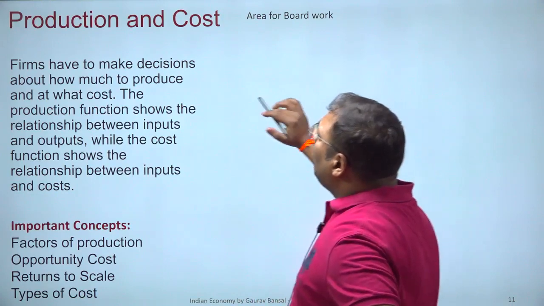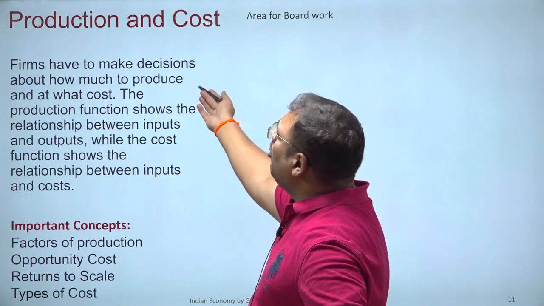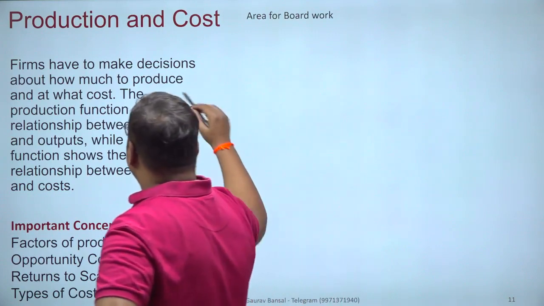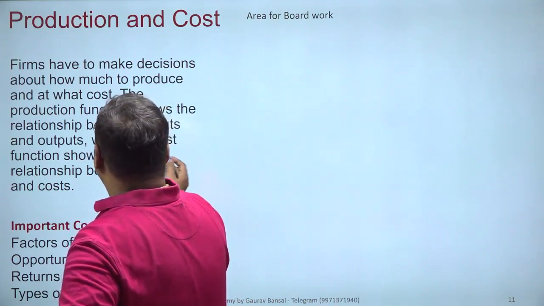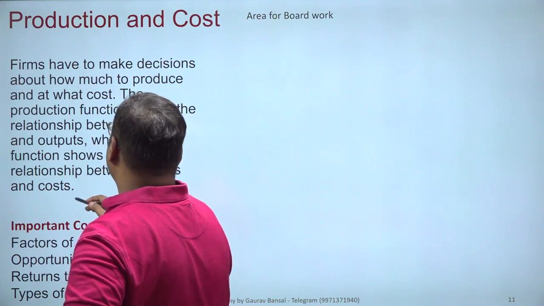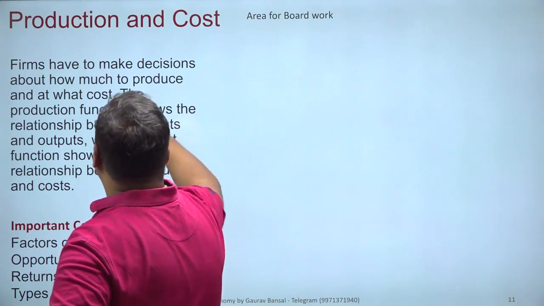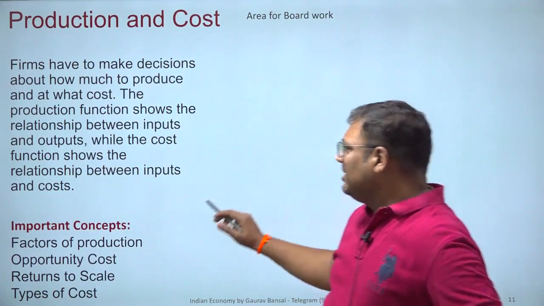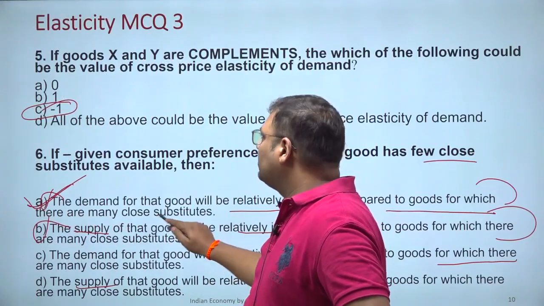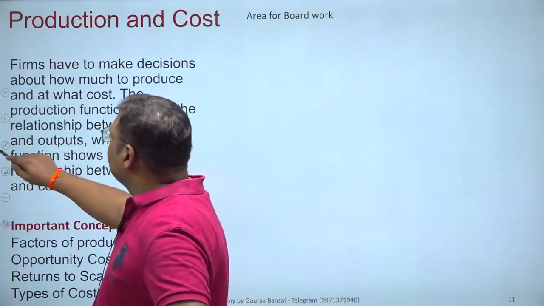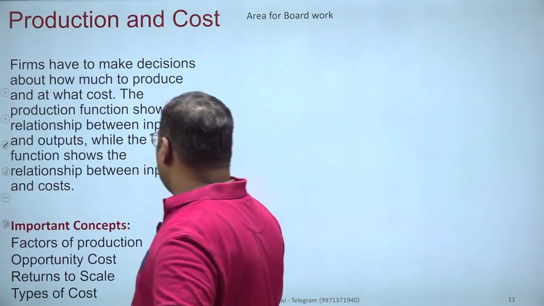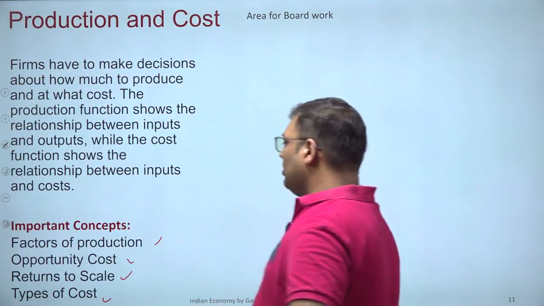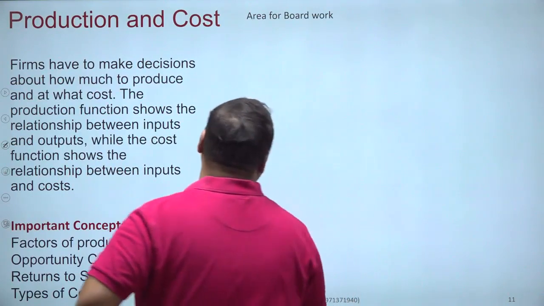Now, firms have to make decisions about how much to produce and at what cost. The production function shows the relationship between input and output, while the cost function shows the relationship between input and cost. So this is about the production and cost interrelationship. We do not have to study all the technicalities. Specifically, what we have to study is this: factors of production, opportunity cost, returns to scale, and types of cost. There are 4 factors of production.